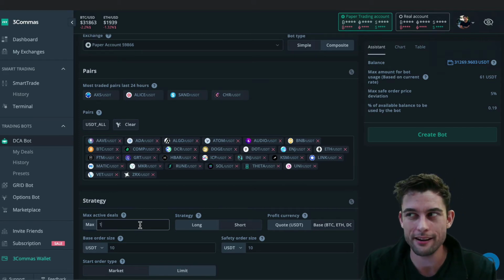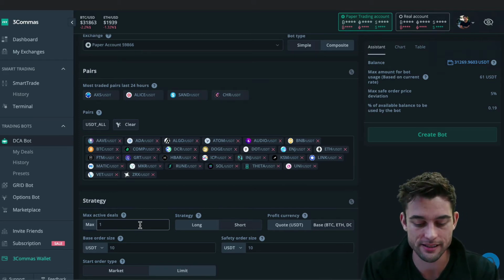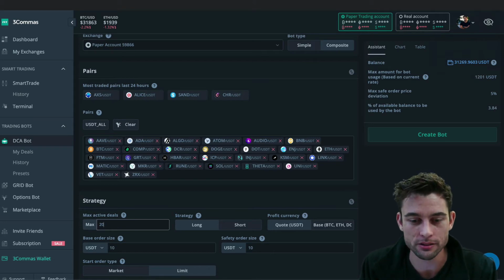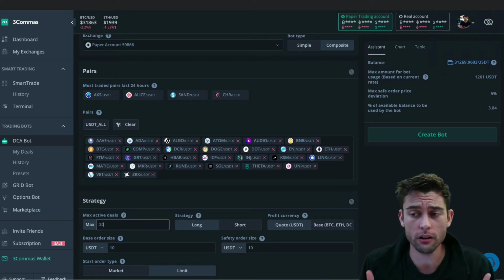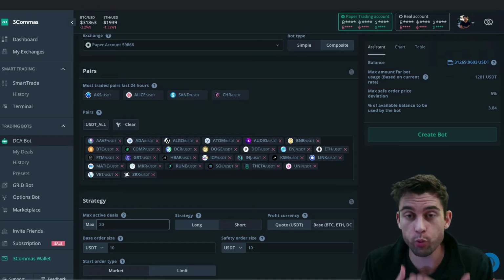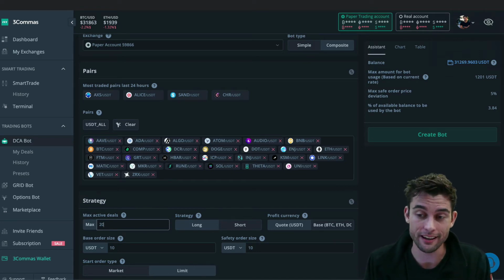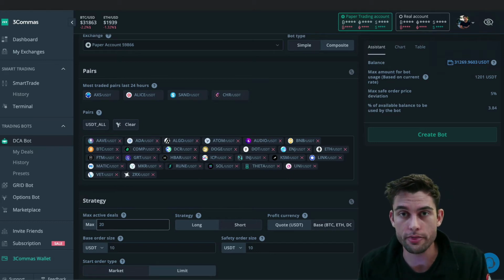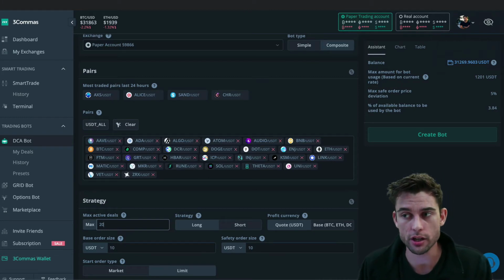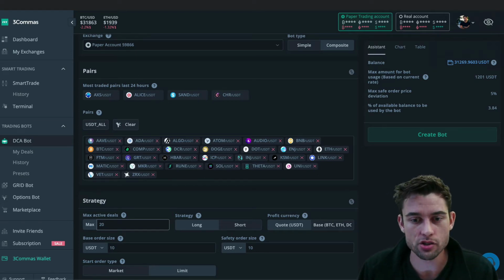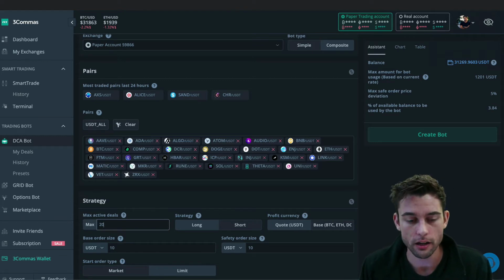So pretty much if you have, let's say, this set to like 20 different max deals, then that means that if the market goes down and all of your deals get triggered, you'll have 20 different trades that your bot is in. And I mean, that's a lot. I don't necessarily want that because I want the option to be able to go in, change the take profit price, change the safety trade, change whatever I want to change, or add more funds to my deals.